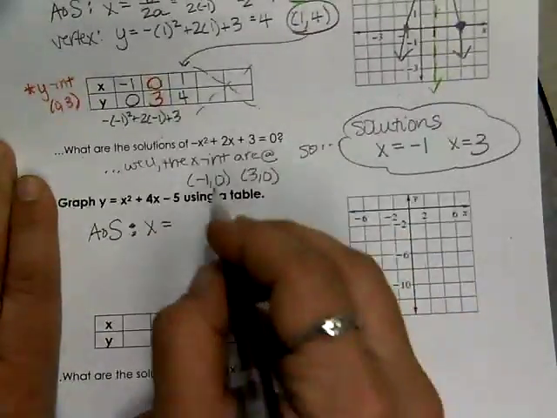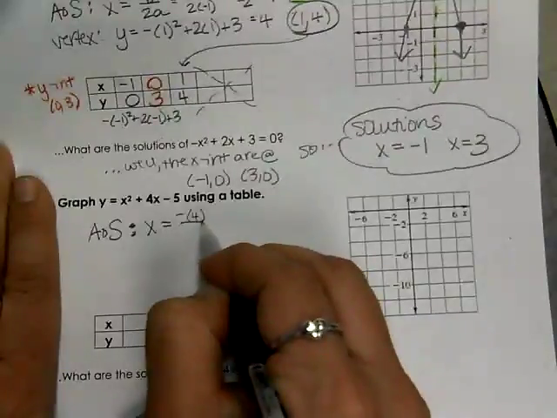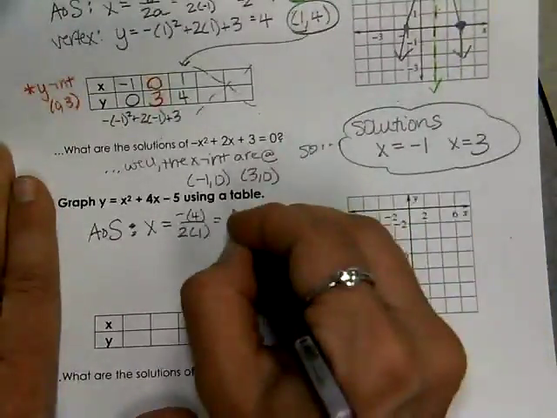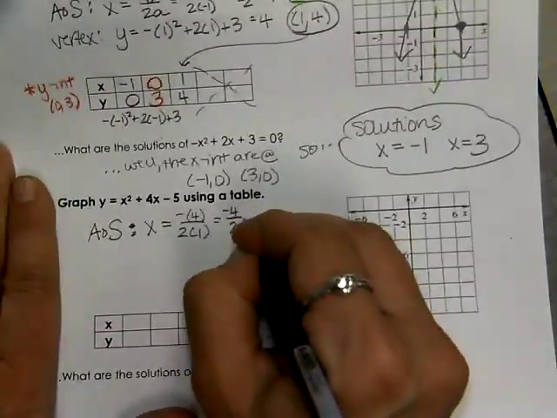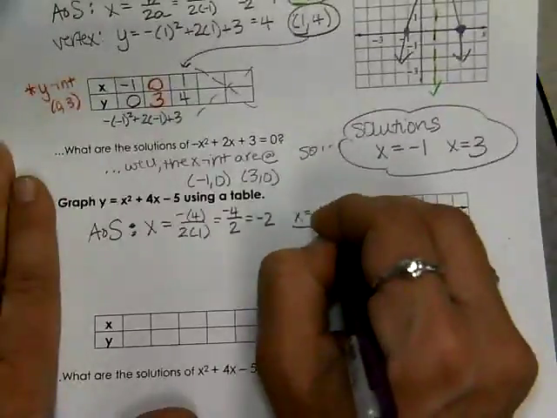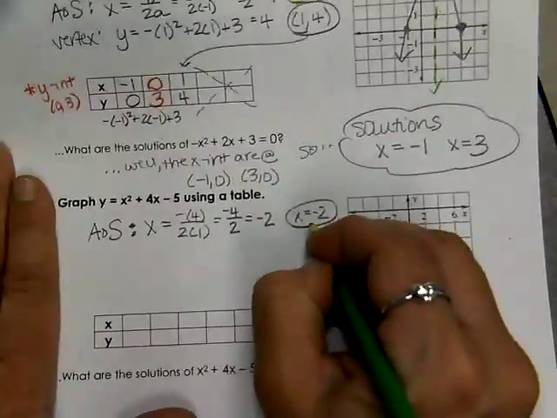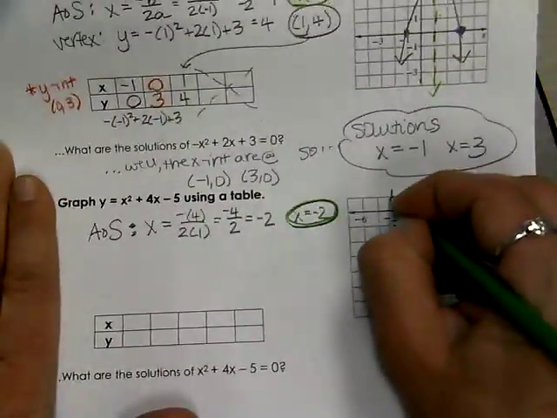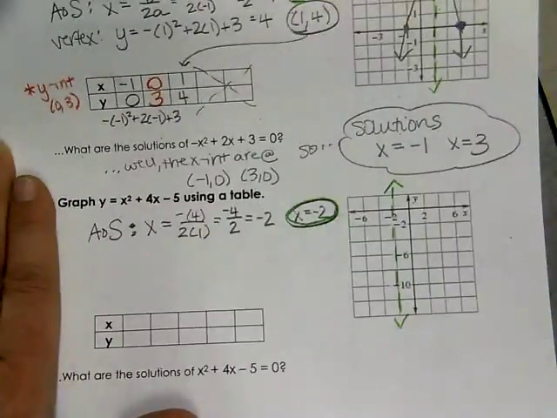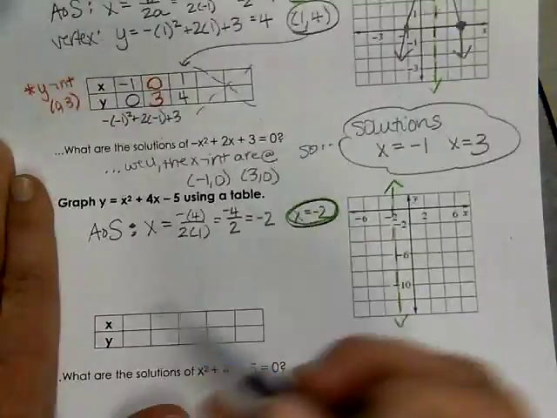Our x value, we would take negative b, so negative 4, over 2a, so 2 times 1. That gives me negative 4 over 2. So x is negative 2. So that's my axis of symmetry. And we can put that right on the graph if you'd like. So always start with negative b over 2a to find the axis of symmetry when it's in standard form.